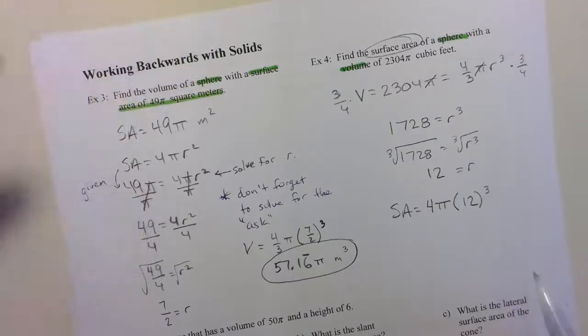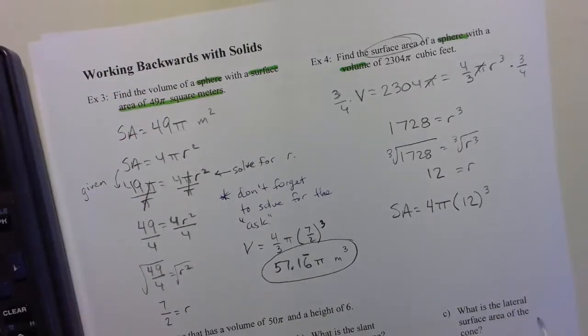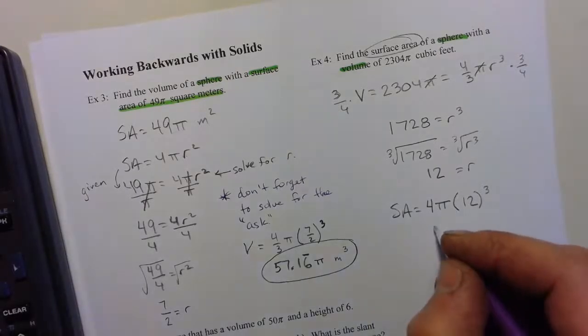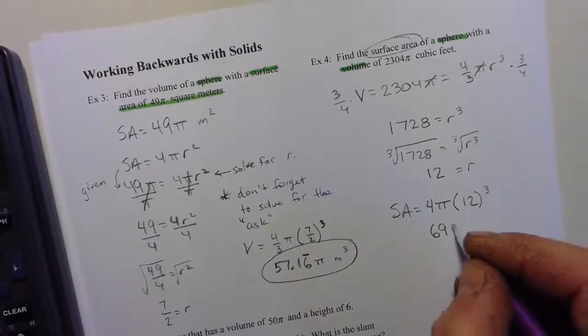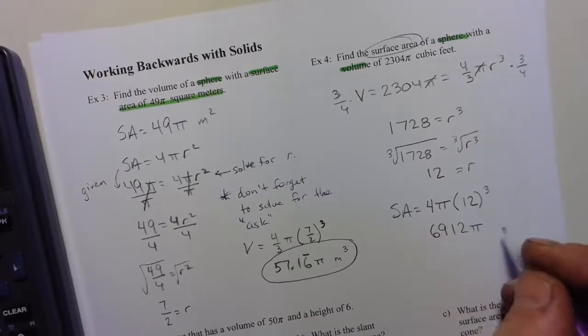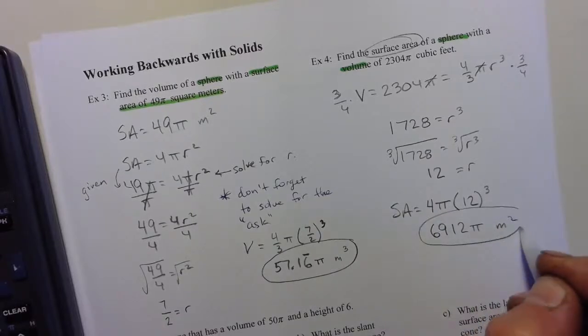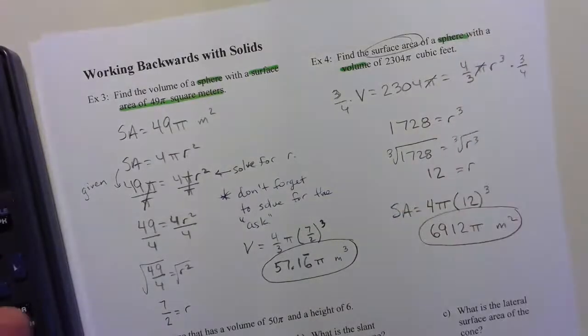So I'm going to find the surface area, and it's a sphere, so it's 4 pi r squared. Okay, so I'm going to do 12 squared. And that's going to give me 6,912 pi, and that's square meters.